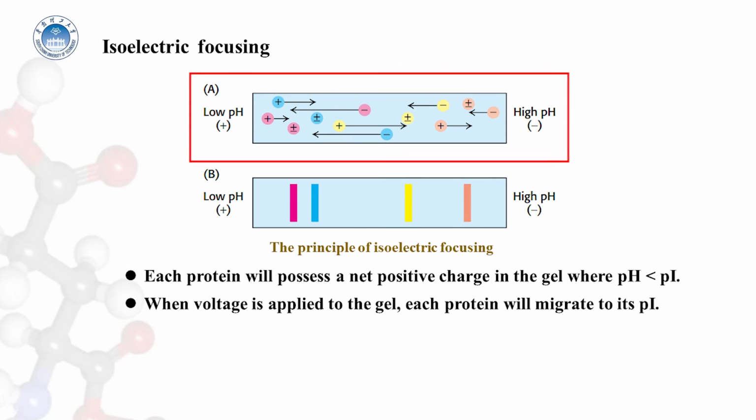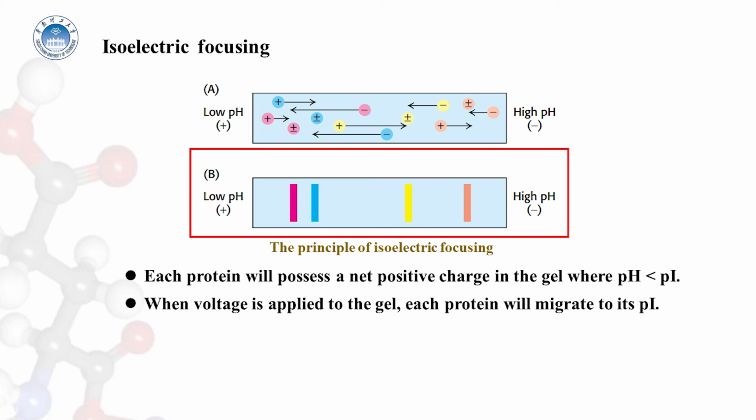The pH gradient in the gel is formed first by subjecting a mixture of polyampholytes, small multicharged polymers having many different pI values, to electrophoresis. Isoelectric focusing can readily resolve proteins that differ in pI by as little as 0.01, which means that proteins differing by 1 net charge can be separated.